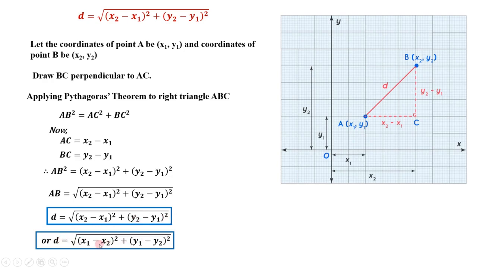d is equal to the square root of (x2 taken away from x1) whole squared plus (y2 taken away from y1) whole squared. Which means writing x1 taken away from x2 will be the same as writing x2 taken away from x1, because both are having a square. Similarly, writing y1 taken away from y2 will be the same as writing y2 taken away from y1, because both are having a square. I hope this makes sense.